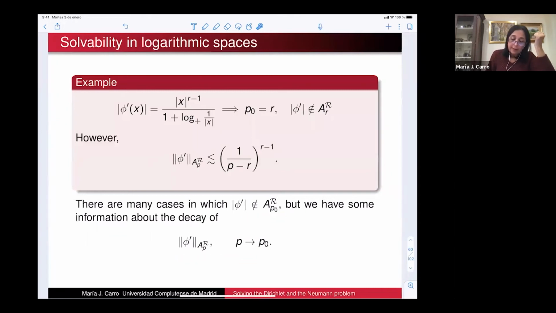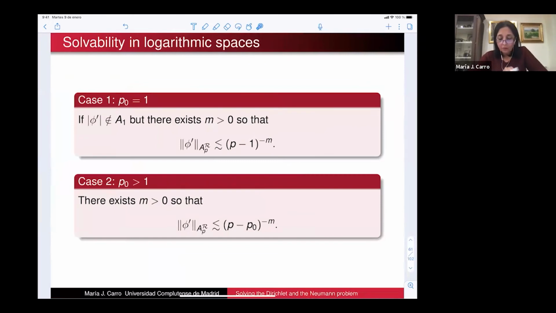And this connects, okay, so we are going to solve two cases because they are different. One is the case p0 equals 1. So the situation is going to be that we have some weight which is not in A1, but it is in A_p, and the behavior is like 1 over p minus 1 to the n. And the second case is similar, but for p0 bigger than 1. Okay, let me just say that we can assume here a different decay, or growing, it depends, all right? Because this is going to go to infinity.